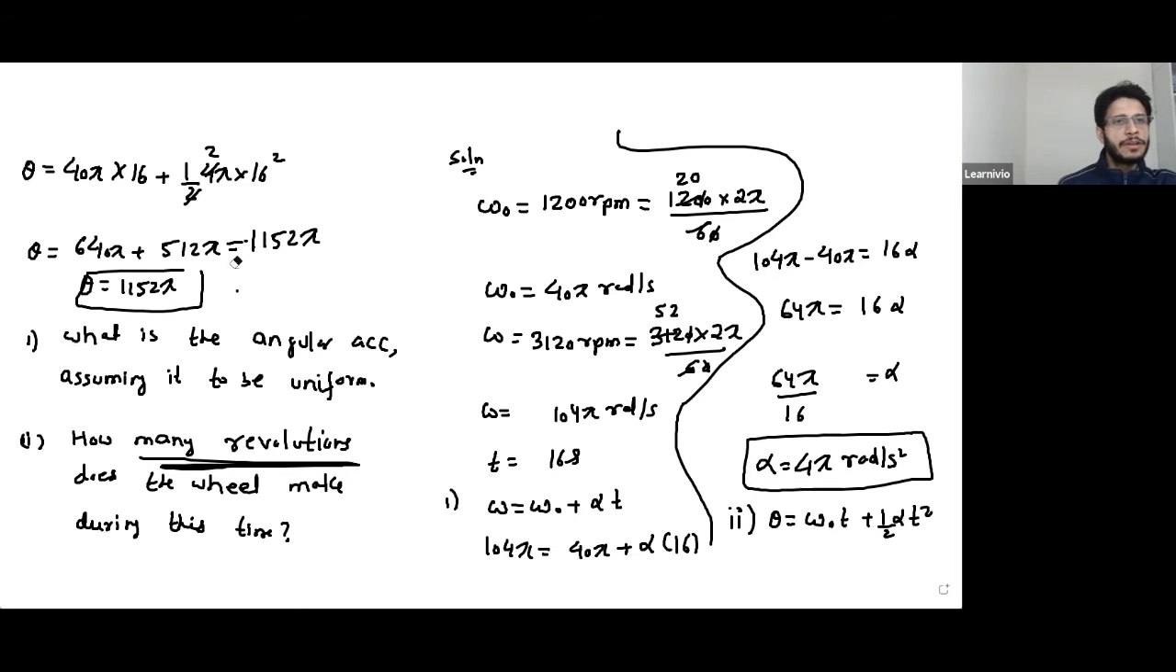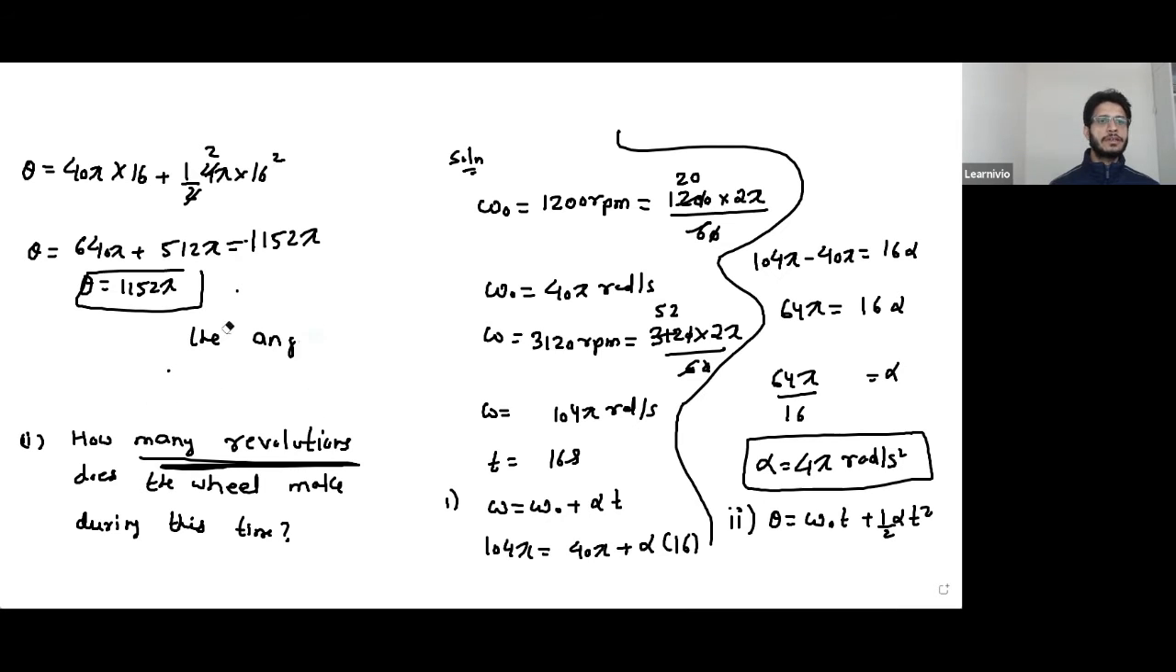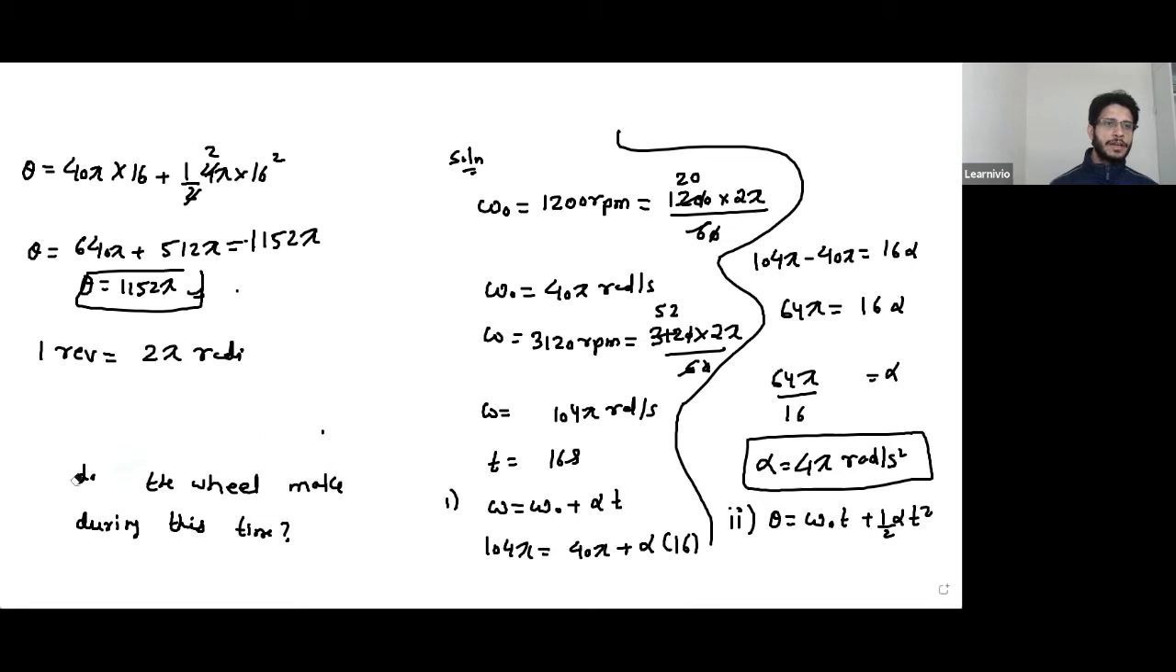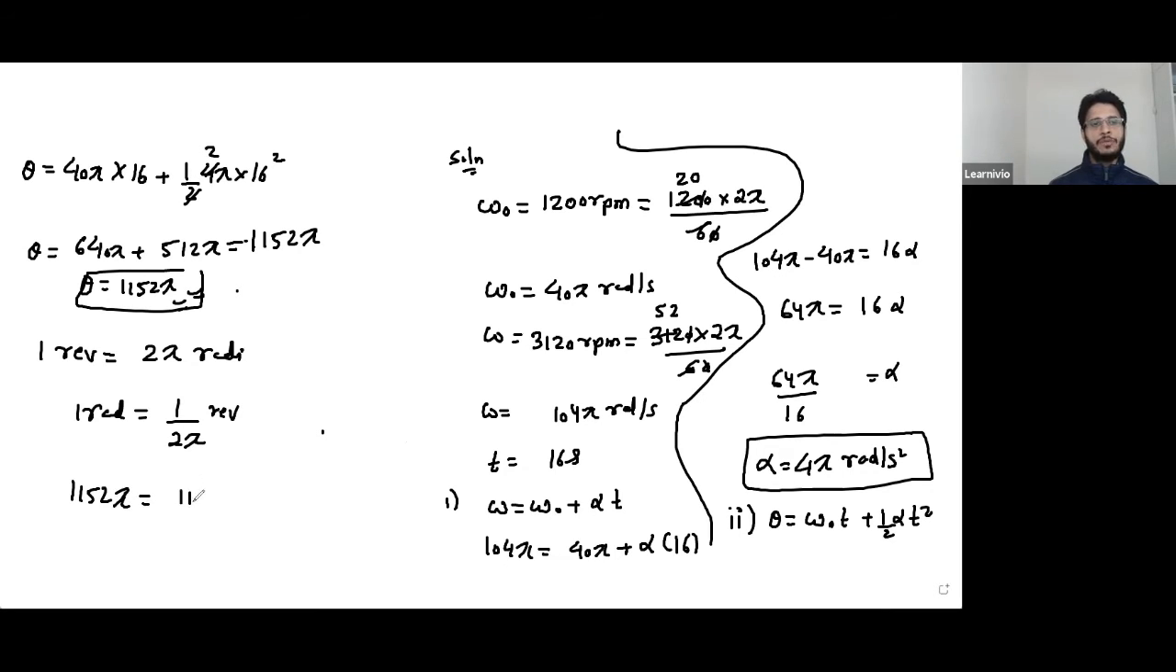Sania, what's the relation between number of revolutions and angular displacement? One revolution is equal to 2 pi radian. Yes. So to convert radian into revolution, you will divide it by 2 pi. You can write that 1 radian is 1 by 2 pi revolution. We will not put the value of pi as 22 by 7, it gets cancelled out. So 1152 pi into 1 by 2 pi. The pi will cancel this pi. If I divide it by 2, this is 576 revolutions.